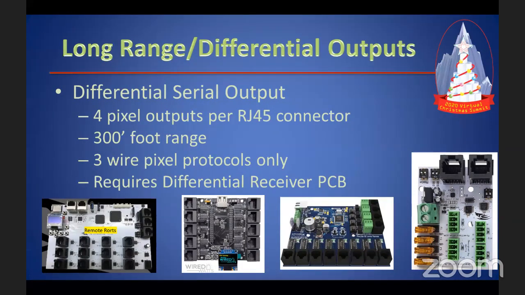The newer style of controller that's gained popularity in the last couple of years is what we call differential or long range output controllers. How they work is each RJ45 connector, which is the black connector, supports 4 outputs that then go to a differential receiver card, like the Falcon one on the far right. These are designed because of the limitations of data to the first pixel. You can go long distances, like 300 feet or more, from a controller to one of these long range receiver cards. Most of them only support 3-wire pixel protocols, like your WS2811 and 2812, which is the standard most people use. And they can be a little bit more expensive in the long run because for every output, you have to get one of these differential receivers, and that starts to add up after a while.